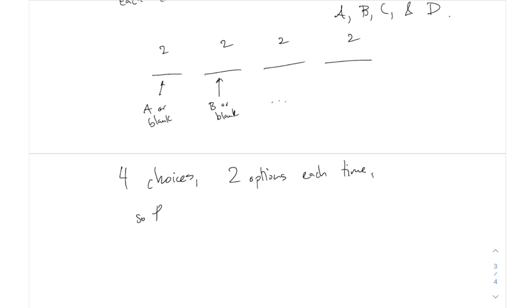So the total number of outcomes is 2 times 2 times 2 times 2, right? Four of them. Another fancier way to write this would be 2 to the power 4, right? That means 2 times 2 times 2 times 2, 4 times. And of course, this equals 16. So if you were to write them all down, hopefully you would be able to write out a total of 16 of them, all right?